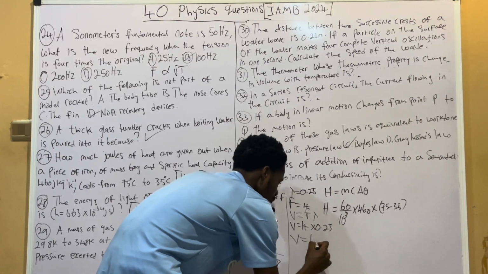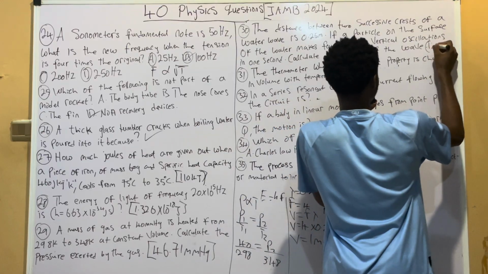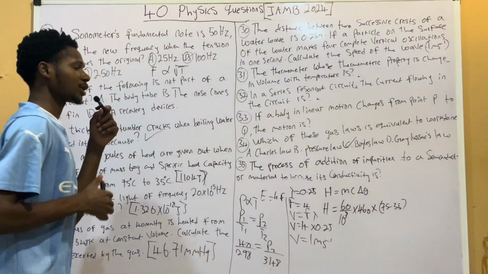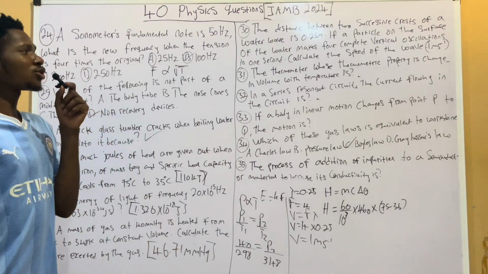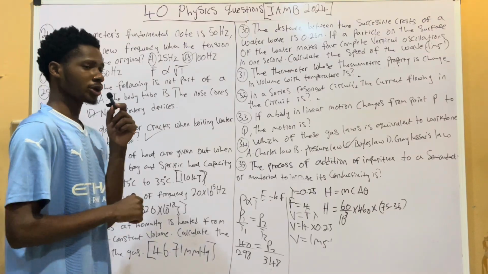Now 4 times 0.25 is 1, okay, meters per second, which means the answer to this question is 1 meter per second. The speed of the wave is 1 meter per second. And then question 31, the thermometer whose thermometric property is change in volume with temperature is, okay, that's the question.